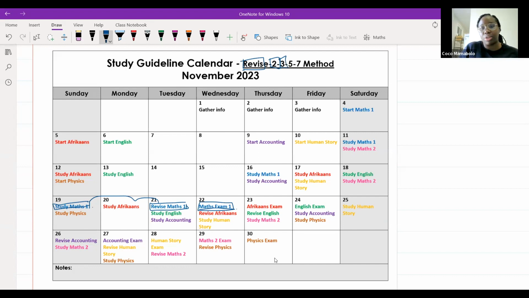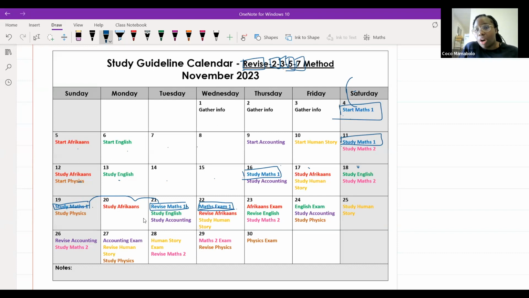And then he's going to count 3. So we're going to count 1, 2, 3, again, study maths 1. And then we're going to count 5 days, 1, 2, 3, 4, 5. There's study maths 1 again. And then from there, we're going to count 7 days. 1, 2, 3, 4, 5, 6, 7. There. On this day, this is start maths.